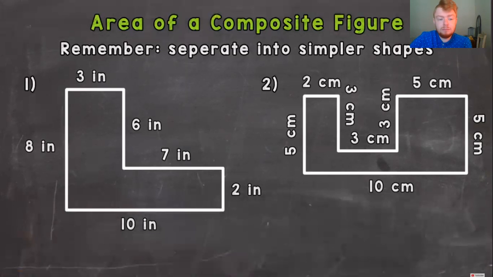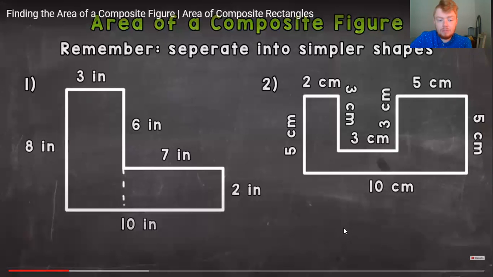For number 1, the first thing I want to do is, again, separate into simpler shapes. So I'm going to cut this into 2 rectangles. I'm going to draw a dashed line here.